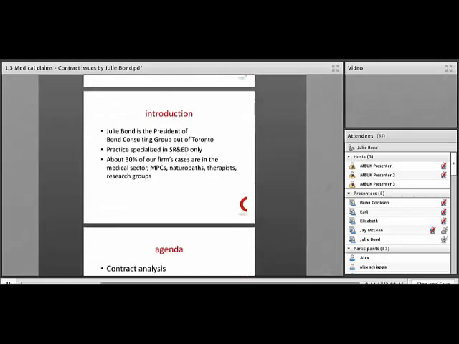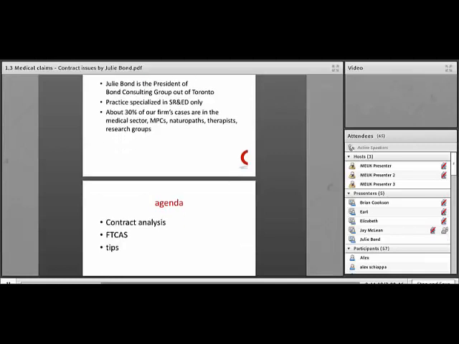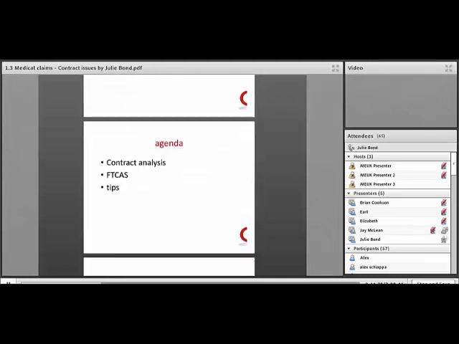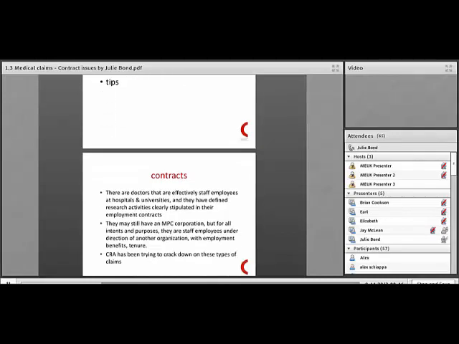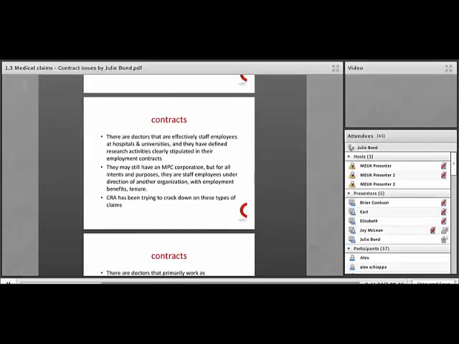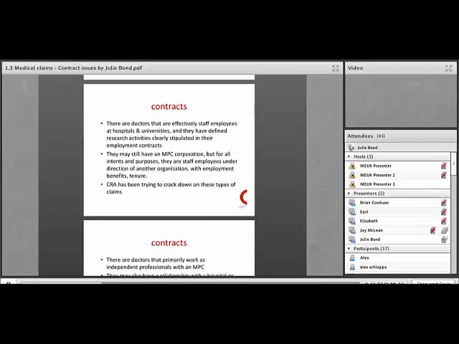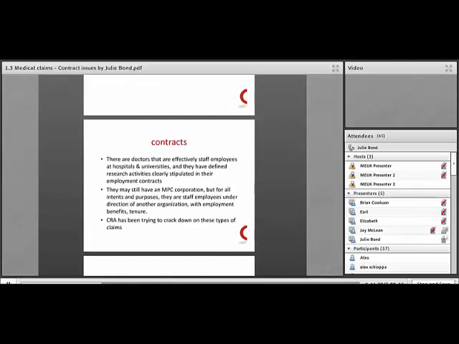We only do SR&ED, and about 30% of our cases are in this field, so we have a lot of experience. Today I'm going to be talking about contract analysis, some of the experiences we've seen in the FTCAS process, and then some tips.